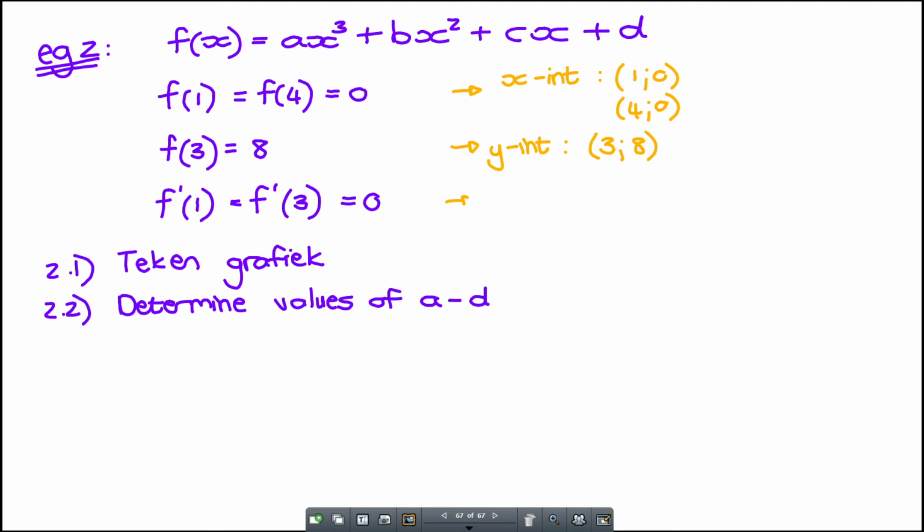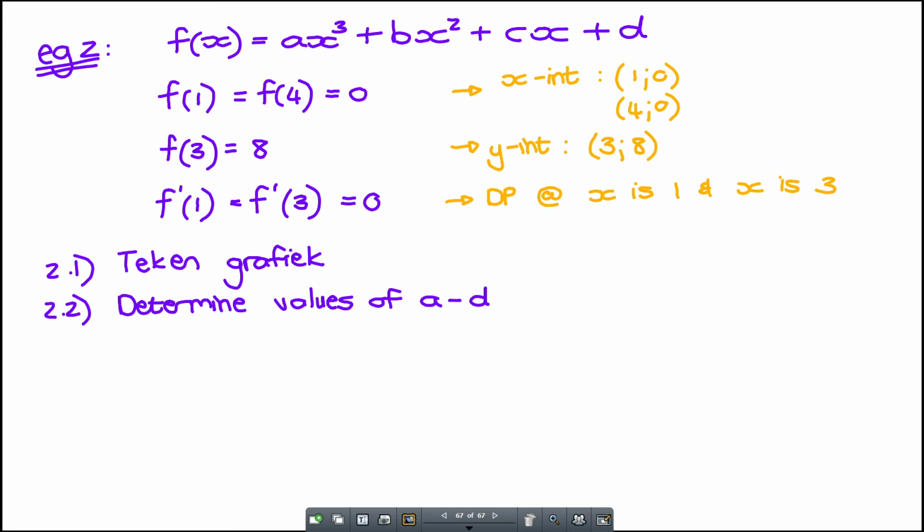Okay, so daai is draaipunt. Ek gaan hom nou nie koördinaatvorm gaan skryf nie, because I don't know what the y value is. Is julle by met dit? So draaipunt by x is 1 and x is 3. Dis so ver as wat ek kan sê. We don't know what the y value is.